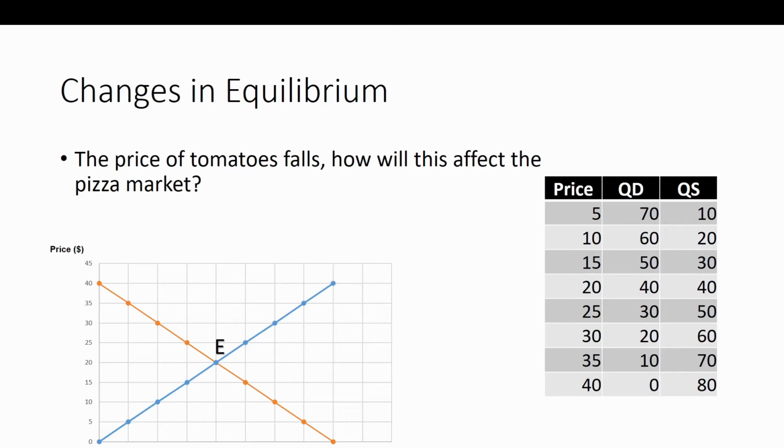So we just finished discussing plotting supply and demand in the market for pizza. Let's keep looking at the market for pizza and discuss changes in equilibrium. So what happens if the price of tomatoes falls? How does this affect the pizza market?